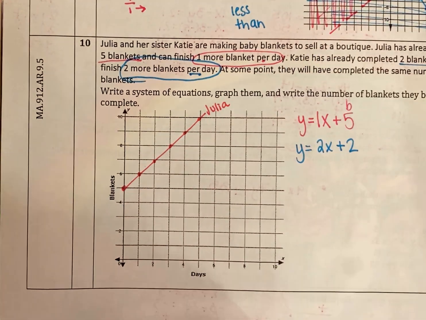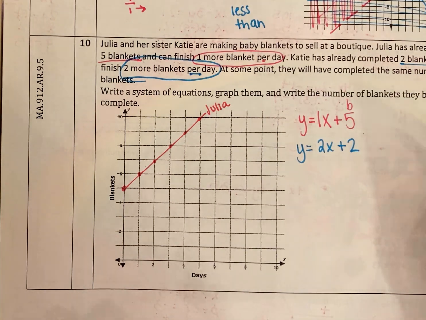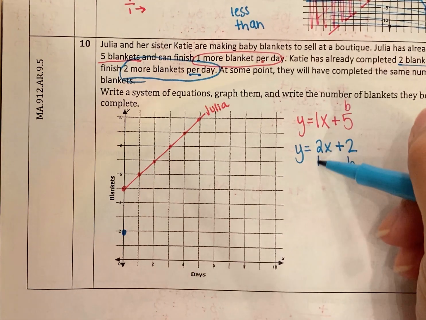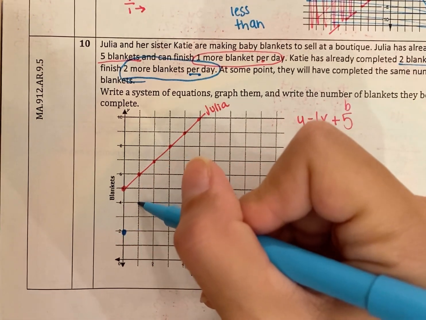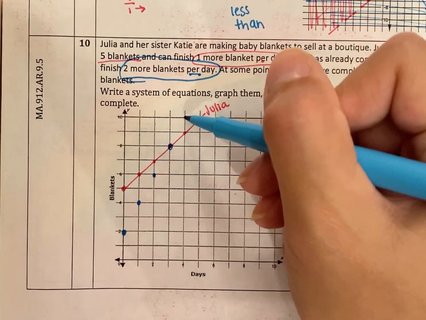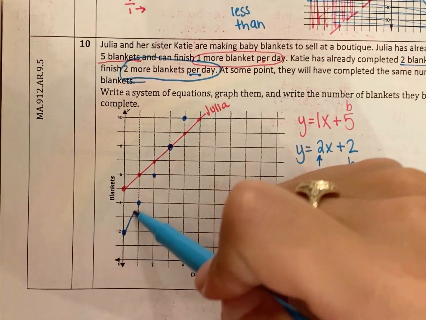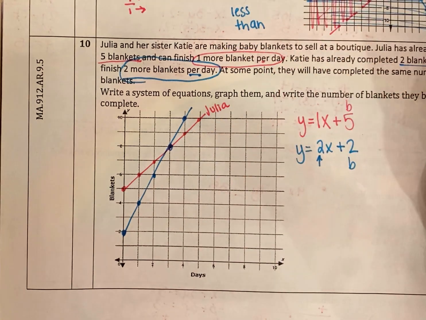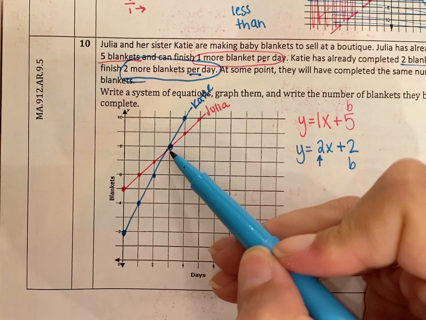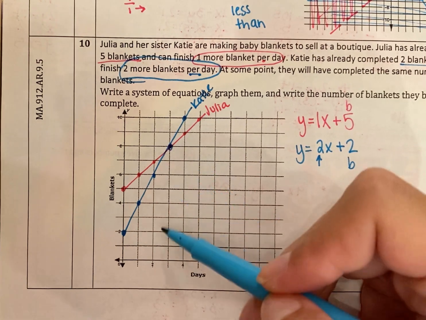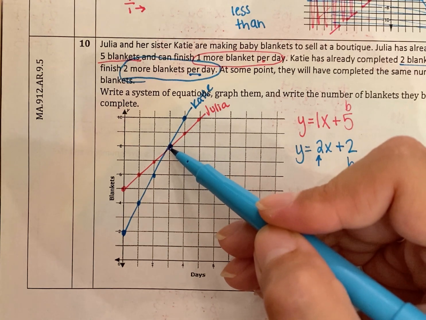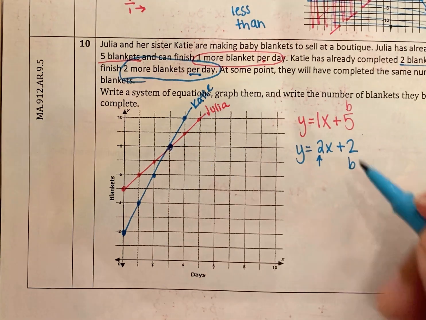I'm going to make Kate's now. Kate starts with 2. That's where I begin. Then my slope is 2, so I'm going to rise 2, run 1, because it's 2 blankets per day. Rise 2, run 1. And this is Kate's, or Katie's. So the coordinate point where they cross is after 3 days, they will both have made a total of 8 blankets.